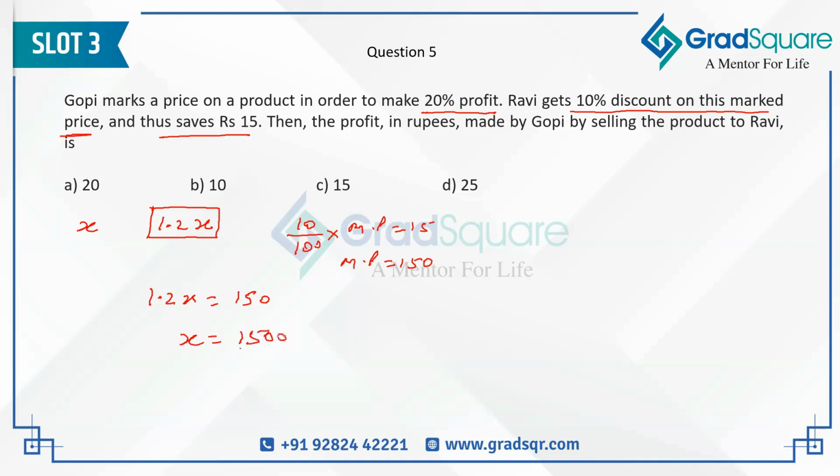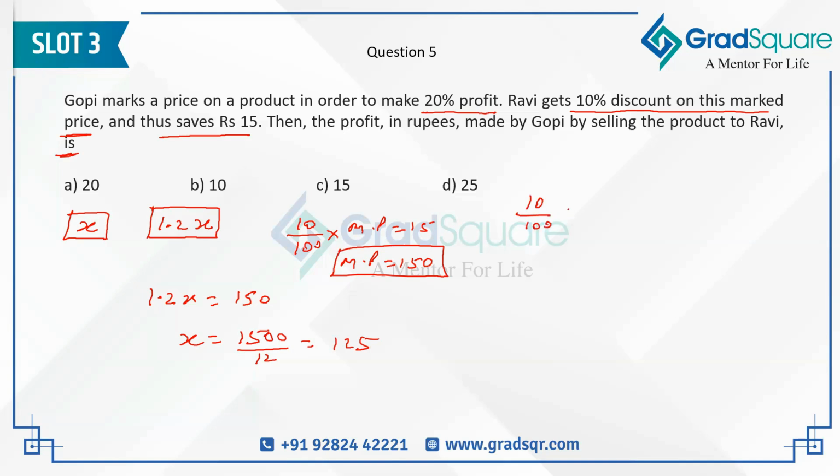So 1500 divided by 12 is what you are looking at. So if you solve this, 12 ones are 12, 30, 12 twos are 24, 12 fives are 60. So 125 turns out to be the cost price of the product. 1.2 into 125 will turn out to be the mark price of the product, which was 150. And then the profit in rupees made by Gopi by selling the product to Ravi is how much? Ravi is getting a 10% discount on the mark price, right? So what is the 10% discount on the mark price?